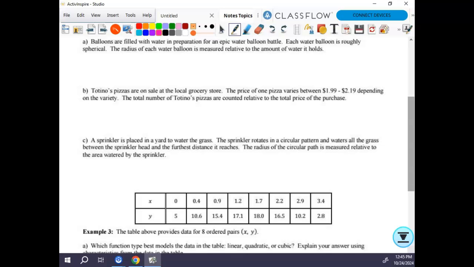Okay, so balloons are filled with water in preparation for an epic water balloon battle. Each water balloon is roughly spherical, because balloons aren't exactly spheres, but basically for some of them that we can use for things. So then it says the radius of each water balloon is measured relative to the amount of water it holds. Okay, so the radius measured for the amount of water. What type of measurement would we use to figure out how much water is in the balloon?